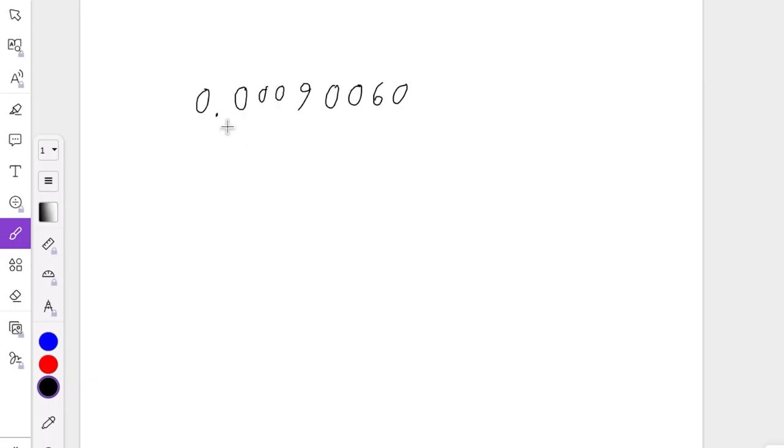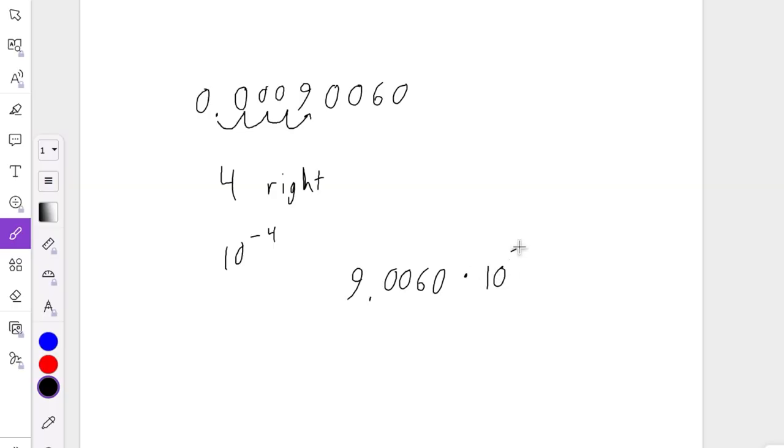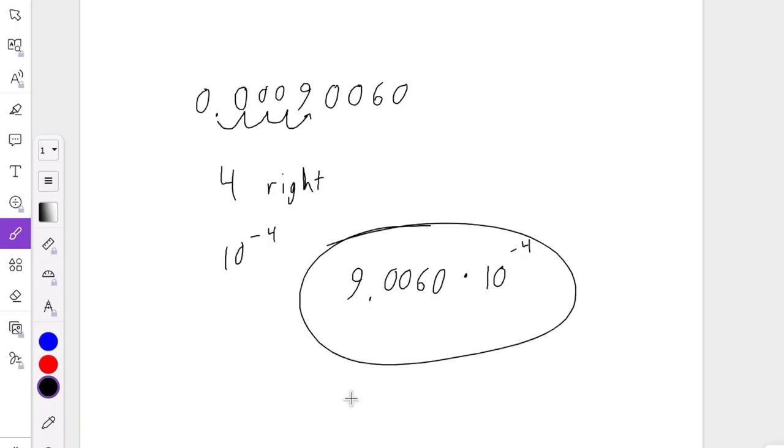Okay, so here's the solution. First, we're moving it over 1, 2, 3, 4 places to the right. That will be 10 to the negative fourth power. And then for the decimal, it will be something really long. It's 9.0060, and we need all of those decimals because they give them to me. If they give them to me in a decimal, I have to use them. So 9.0060 times 10 to the minus fourth power. And that's the answer.